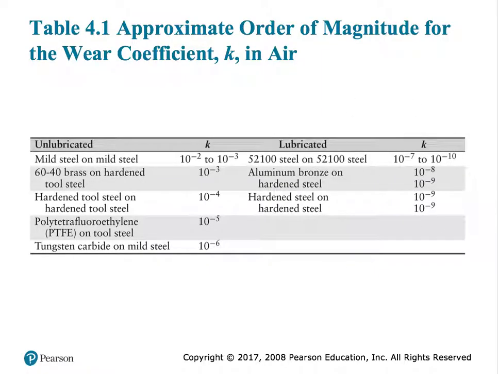So if you're doing machining in air, you can see that if you're doing mild steel on mild steel, then you have a very high frictional force, or it's described in terms of the wear coefficient. Suppose you had hardened steel on hardened steel, you can see that the K value is much lower. It's like 10 to the power minus 9. But suppose you had mild steel on mild steel, then you will have 10 to the power minus 2 to 10 to the power minus 3. It's pretty high compared to 10 to the power minus 9.